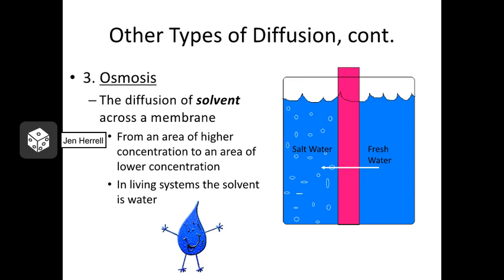Another type of diffusion is known as osmosis. Osmosis is the movement of a solvent across a semi-permeable membrane from an area of high concentration to low concentration. Now, because we're talking about living cells, and cells contain an aqueous solution, the solvent of choice here is going to be water. So osmosis is really the movement of water from high to low concentration.